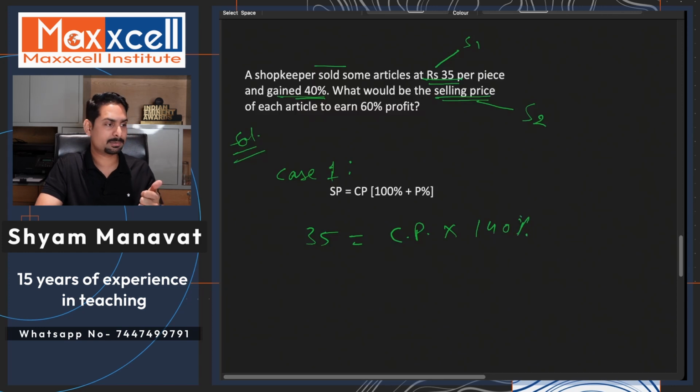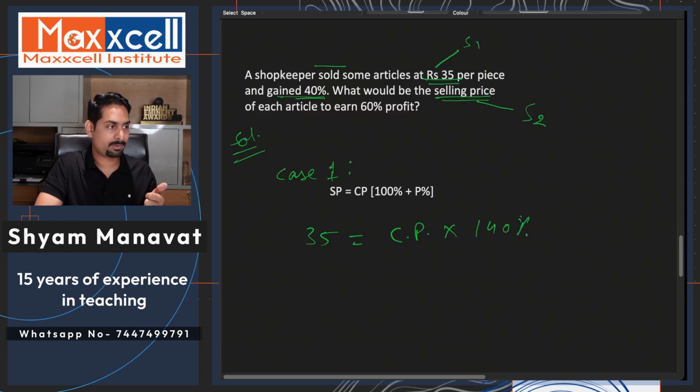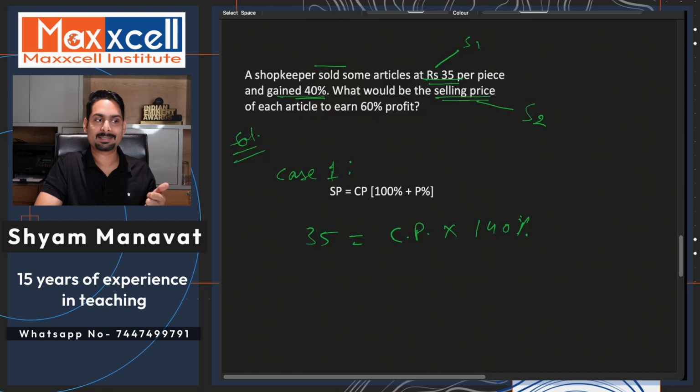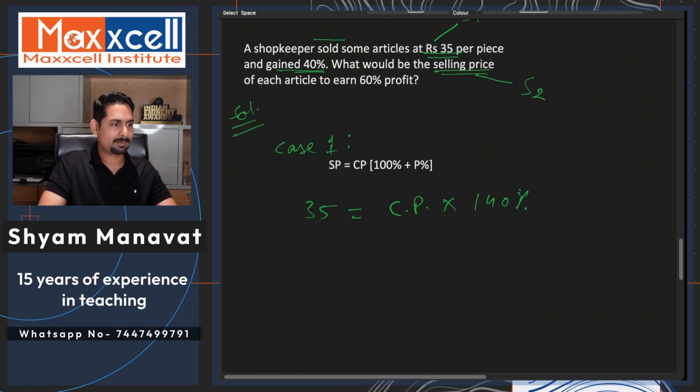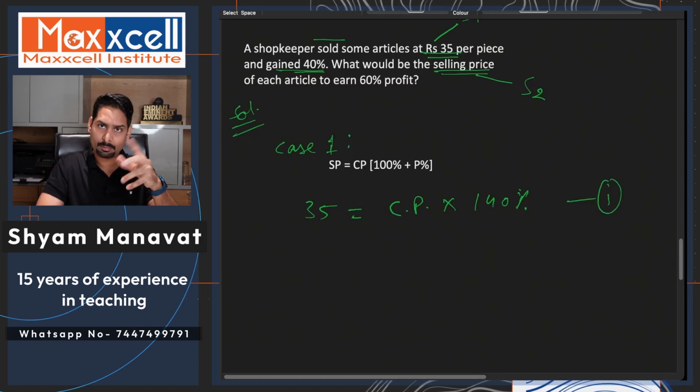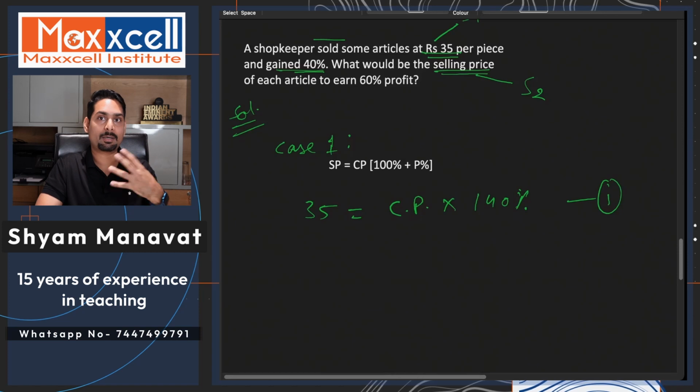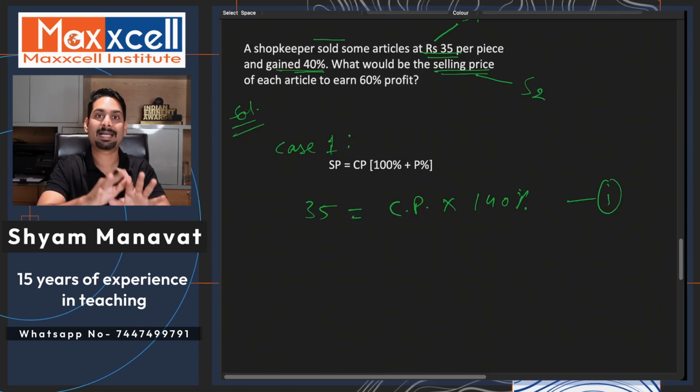How did I get 140%? Profit is 40%. 100 plus 40 is going to get you 140%. Okay, this is equation number 1. Let us not simplify. If you want to simplify, you can do that. I always prefer to do the calculation at last.